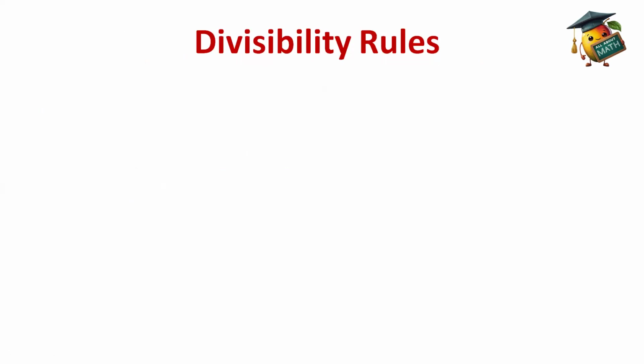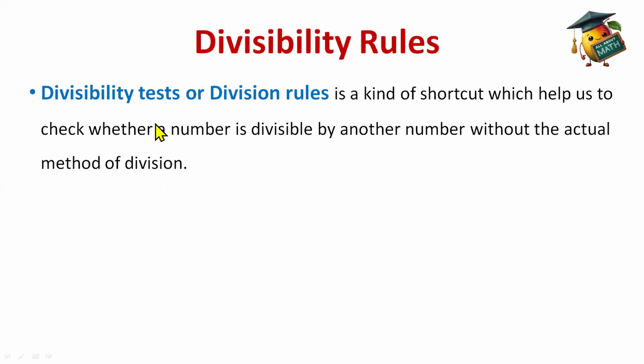Now, why do we need to learn the divisibility rule? What are divisibility rules? Divisibility rules, also known as divisibility tests, are a kind of shortcut which helps us to check whether a number is divisible by another number without the actual method of division. It's just a shortcut which helps us to know that the given number is divisible by another number. We need not do the division.